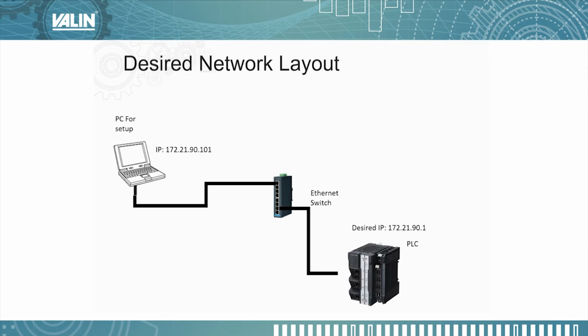For the PC, we want to change the IP address to 172.21.90.101. The PLC, we want to have 172.21.90.1. These numbers could be different for your application. You can make them whatever you want as long as they stick to within the rules of creating IP addresses for network devices, which we aren't going to go over in this presentation.